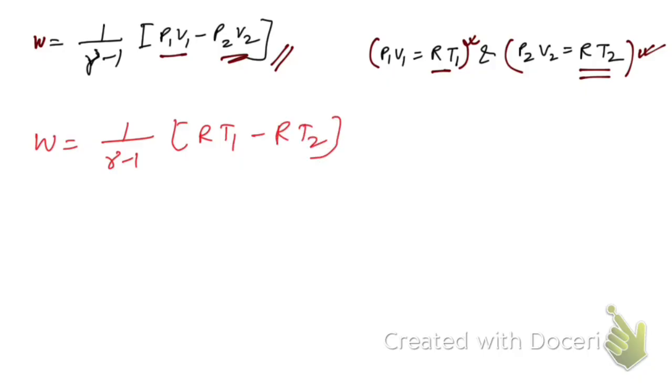Instead of considering 1 mole, if you take mu mole or n mole, then that n or mu can also be written here. So now take R common: R by gamma minus 1 times T1 minus T2. For n mole of gas or mu mole of gas, you have to put mu or n here, whatever you take. Okay, so this is the required expression.